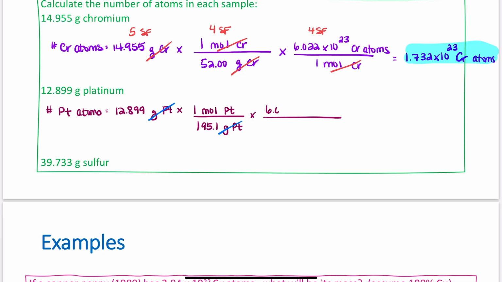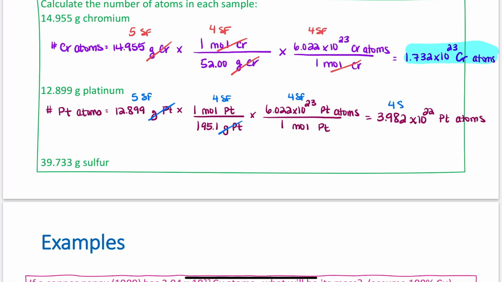But I don't want moles, I want atoms. So 6.022 times 10 to the 23rd platinum atoms is 1 mole of platinum. Calculate that out, and you should get 3.982 times 10 to the 22nd platinum atoms. Sig figs: this had 5 sig figs, but this only had 4 sig figs. Then this only had 4 sig figs. So my final answer can only have 4 sig figs. Because again, multiplication and division looks at the number of sig figs you have.